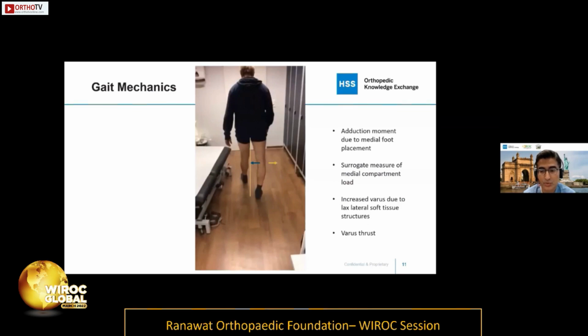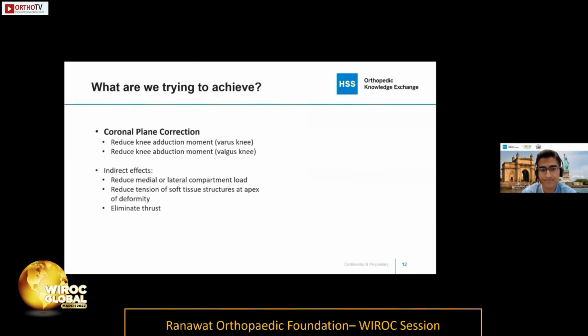That adduction moment has been quoted as a surrogate measure for medial compartment load. So you can see with increased varus why you would get laxity of the lateral soft tissue structures and need increased medial compartment load, the laxity on the lateral side resulting in the varus thrust. So what are we trying to achieve with the DFO? Coronal plane correction, either to reduce the knee adduction moment for a varus knee or the abduction moment for the valgus knee. The indirect effects would therefore be to reduce medial or lateral compartment load, reduce tension on the soft tissue structures at the apex of the deformity, and eliminate thrust.